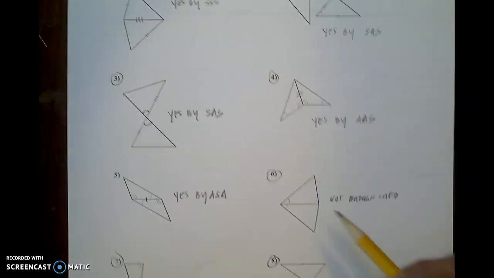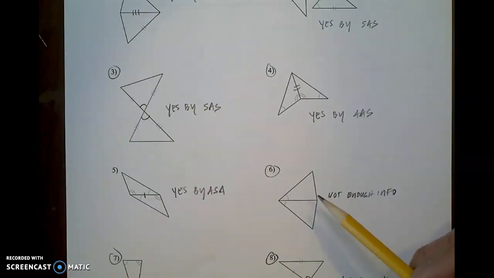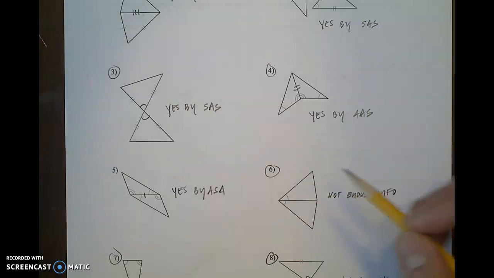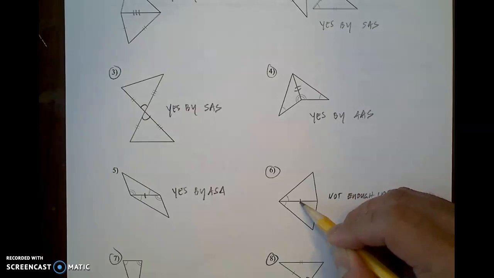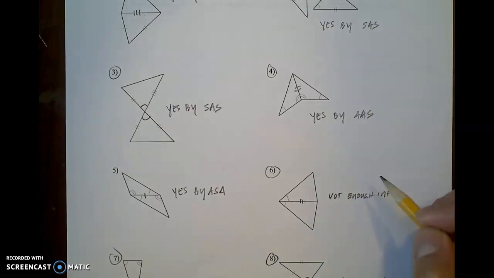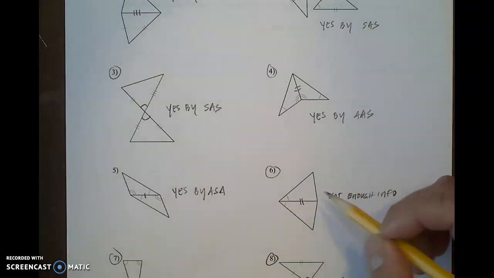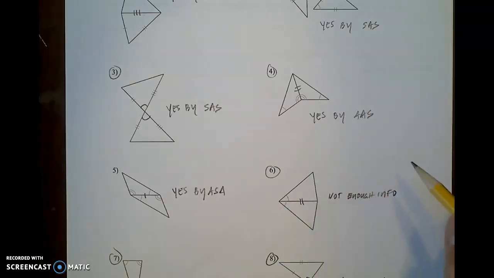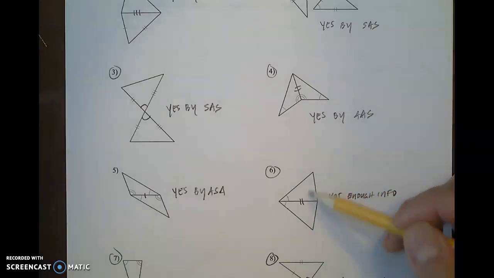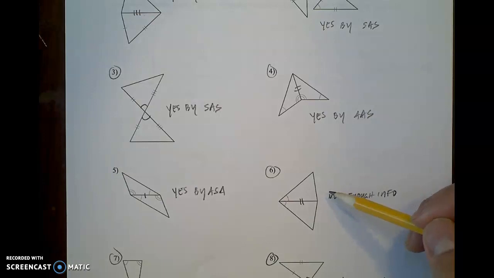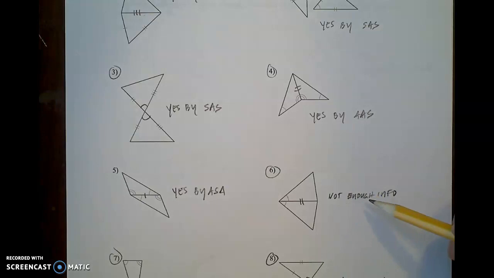Number 6, you're initially given 1 angle from each of these 2 triangles. You have the opportunity to mark up this side in between. They share these 2 sides as being congruent. So you have 1 angle from each, you have a side from each, but then that's it. There's nothing else that we can mark up. There are no vertical angles and no other sides we can mark up. Therefore, there is not enough information to prove these two triangles congruent.